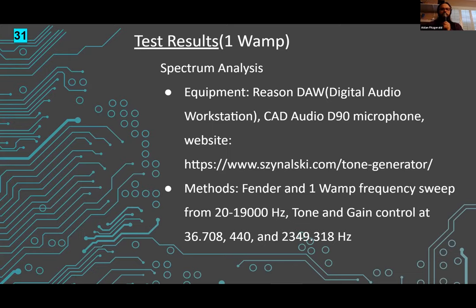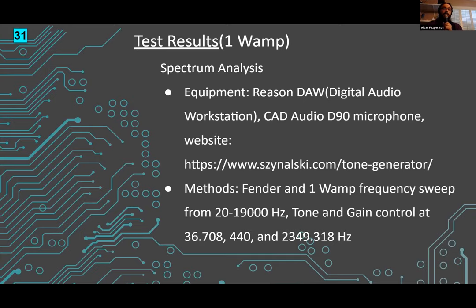So now I'm going to talk to you guys about the spectrum analysis that we conducted. The equipment I used was a software called Reason, which is a digital audio workstation, a CAD Audio D90 microphone, which is what I'm speaking to you now on, and the following website to generate the baseline sine waves at various frequencies.